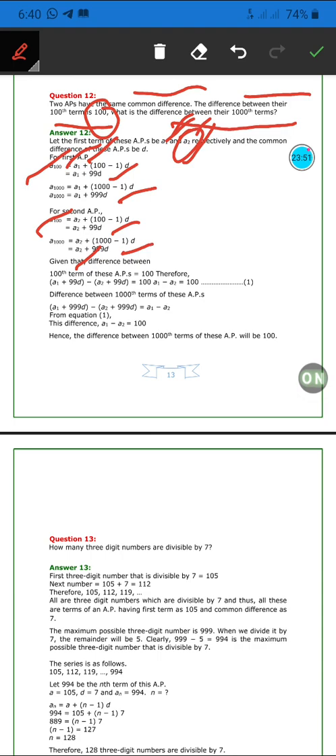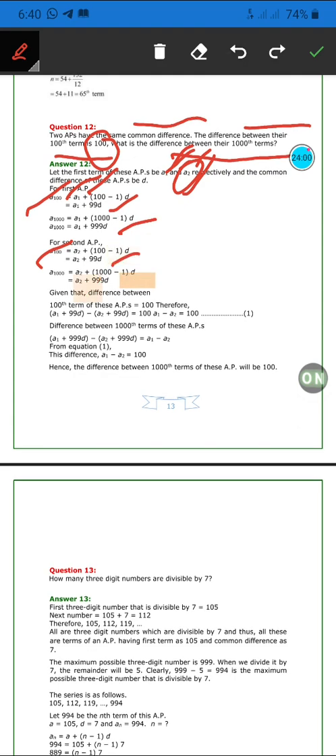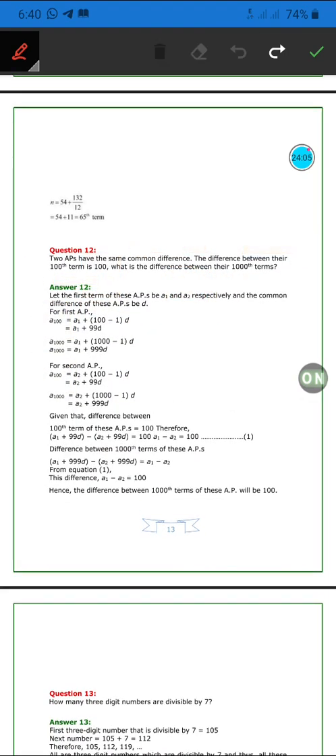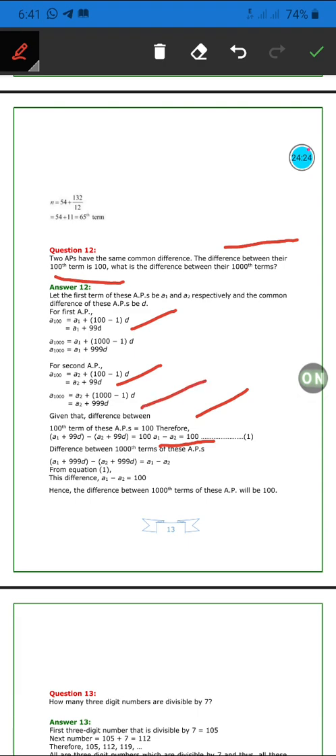OK, so by this equation, observing the question, the difference of their 100th term is 100. So that's why we have to subtract this side. By subtracting this we get A1 minus A2 is equal to 100. Same as this, we next subtract this one and this one. By subtracting these two we get A1 minus A2.